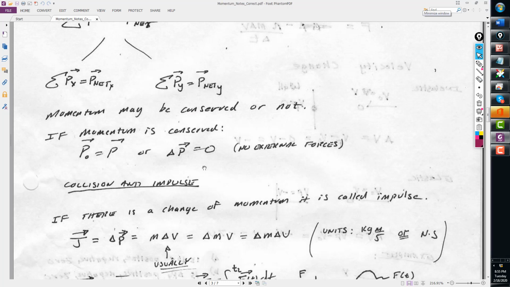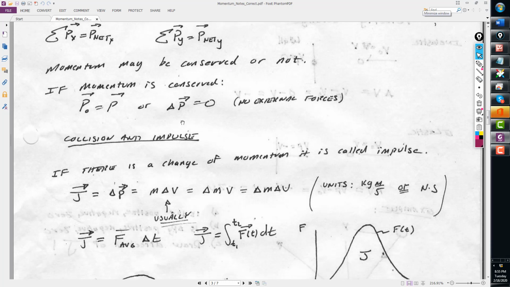So again, going down here, the definition of conservation means initial equals final. So there was no change. So if we look here, if your initial momentum equals your final momentum, or the change of momentum equals 0, then it's conserved. There's no net external forces acting on the system. Okay, so that's the key with that.